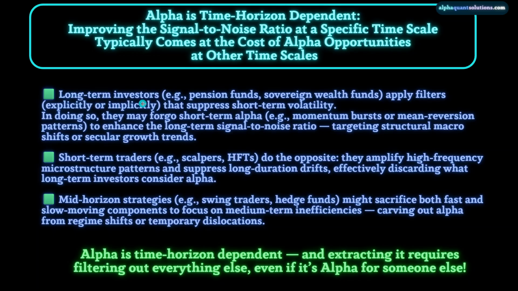For instance, long-term investors, such as pension funds or sovereign wealth funds, apply filters explicitly or implicitly that suppress short-term volatility. In doing so, they may forego short-term alpha, for example, momentum bursts or mean reversion patterns, but this enhances their long-term signal-to-noise ratio, and it helps them target structural macro shifts or secular growth trends.